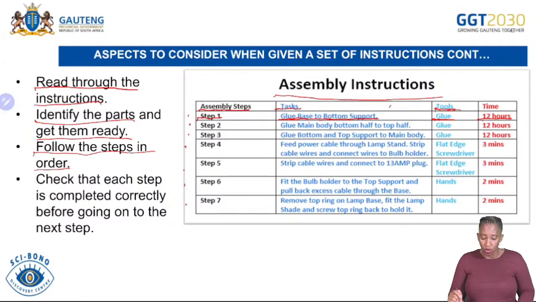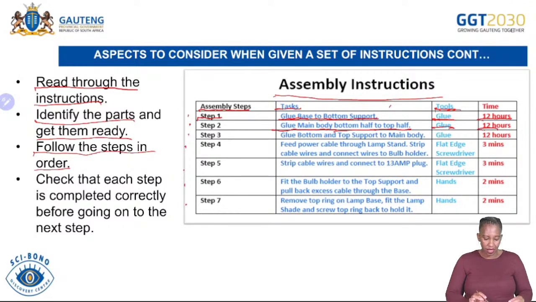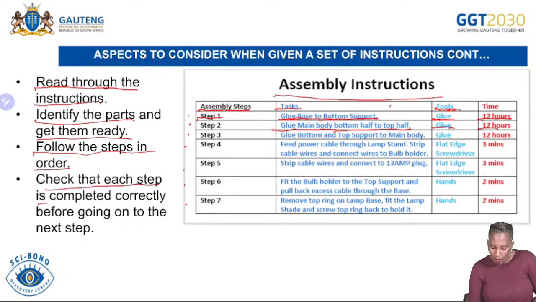Step number 2, it says glue main body bottom half to top half. So it means you are putting the main body, the bottom and the top, together now. You must glue it and then leave it for how many hours? For 12 hours. So you do it step by step. Once you miss a step, that's where a problem lies, because it says check that each step is completed correctly before going to the next step.